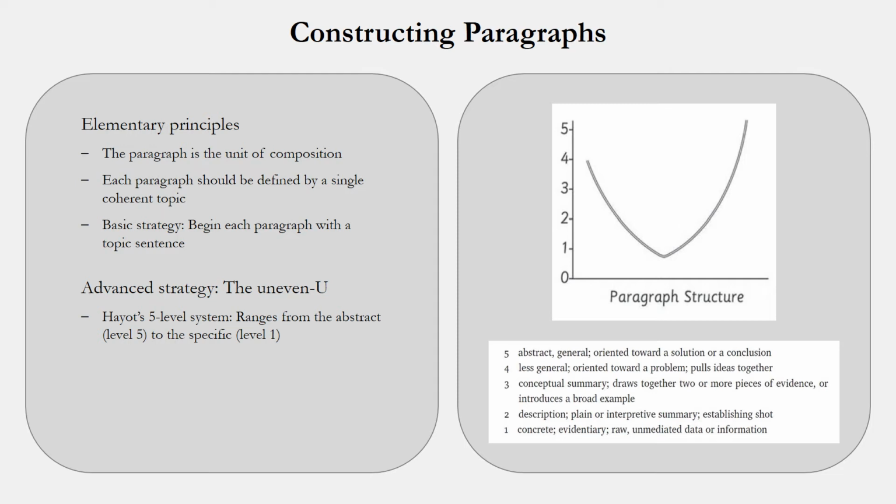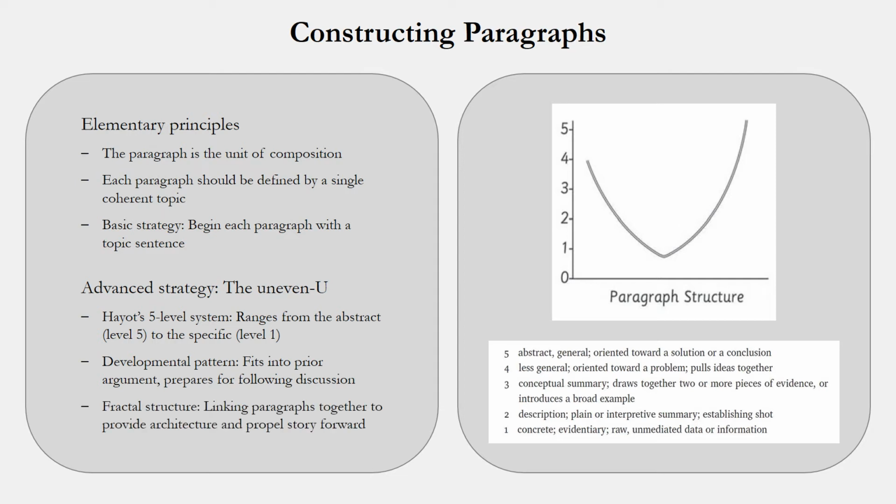This is an uneven U paragraph structure. Notice as well how the paragraph ends on a higher level from where it started. This gives the paragraph a progressive structure, moving the conversation forward. And as we'll see in the next slide, by combining this type of paragraph into larger structures of multiple paragraphs, you can establish a developmental rhythm and trajectory that communicates the overall goals of your work.